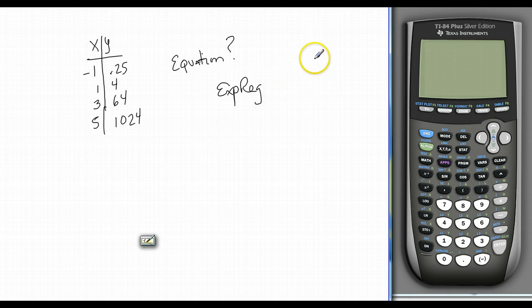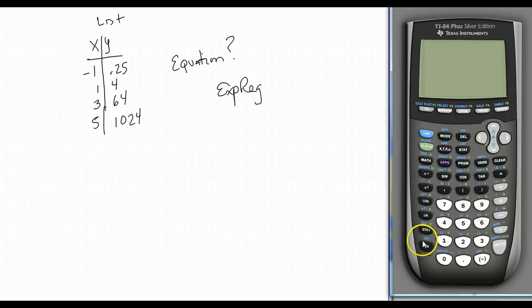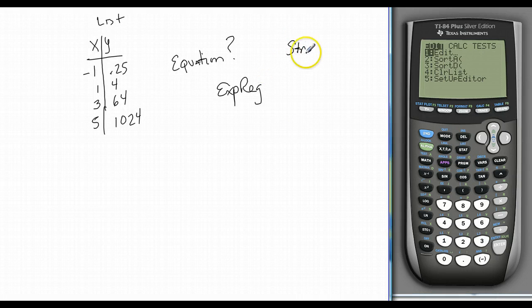Well, let's get started. First off, you're going to have to enter this into a list. So turn your calculator on. There's a button here that says stat, so you're going to press stat. So first we press stat. Number 1 is edit. That's what you need. So we need to do stat edit.